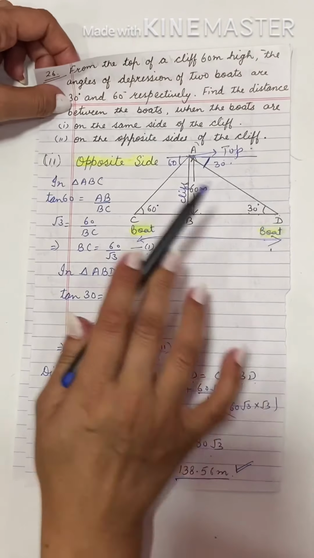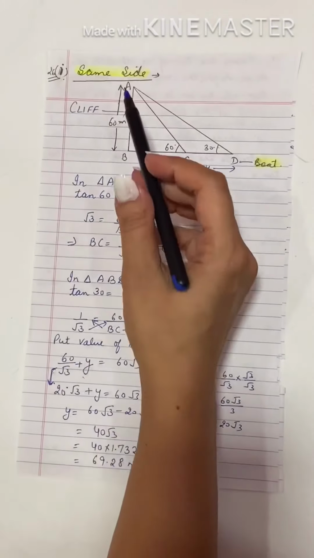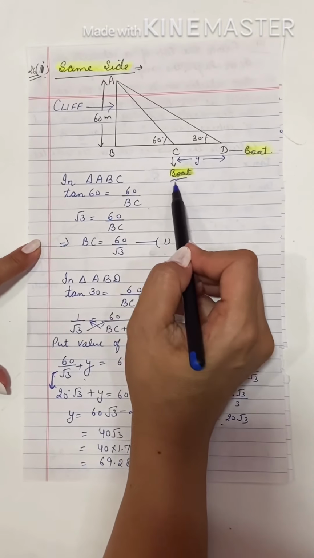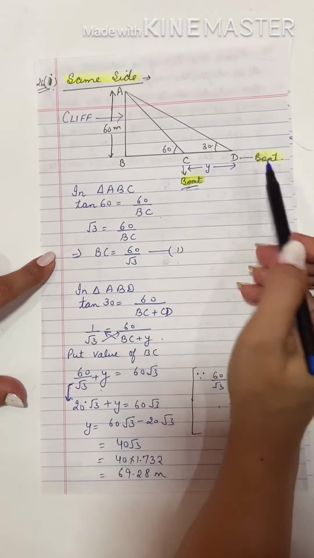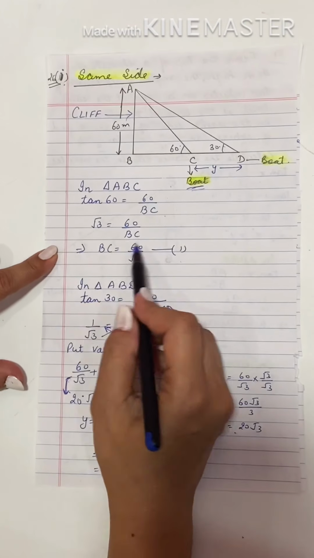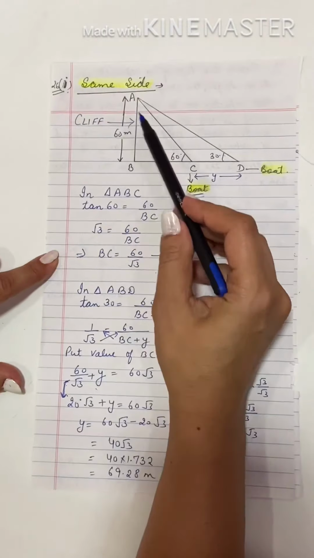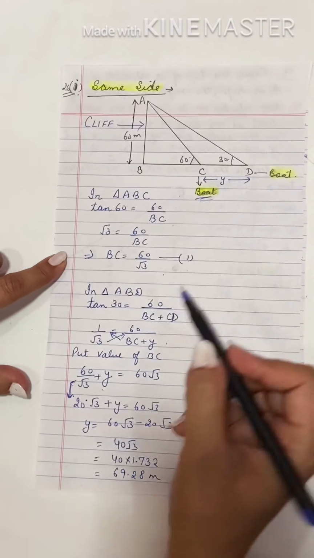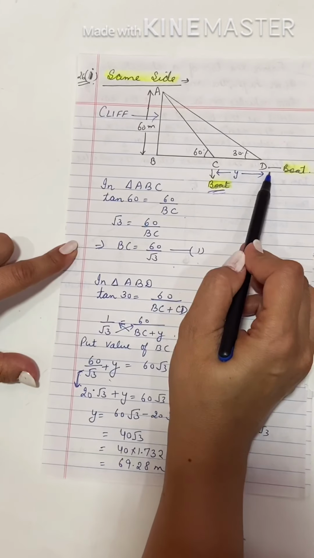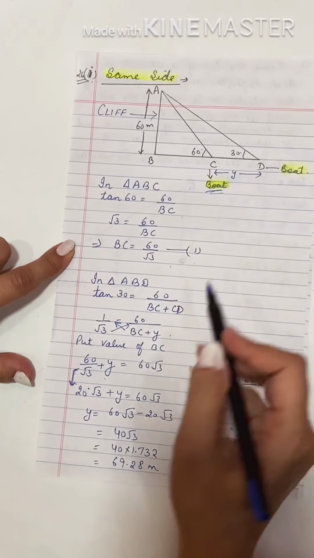Now let's take the case when they are on the same side of the cliff. This will be the diagram when the two boats are on the same side. So this is the first boat, this is the second boat we are having. Rest calculation is same. First triangle ABC, BC comes out to be 60 by root 3. And then in triangle ABD, you will have tangent 30 is 60 upon BC plus CD we have taken. I have supposed CD is equal to Y.